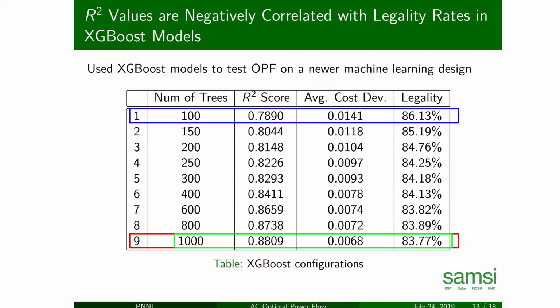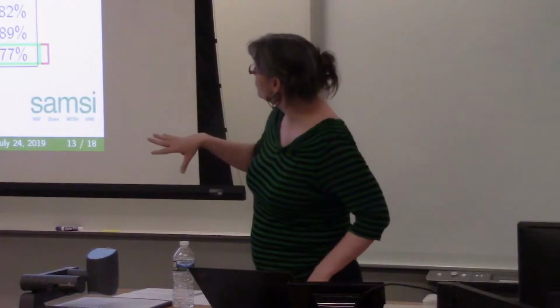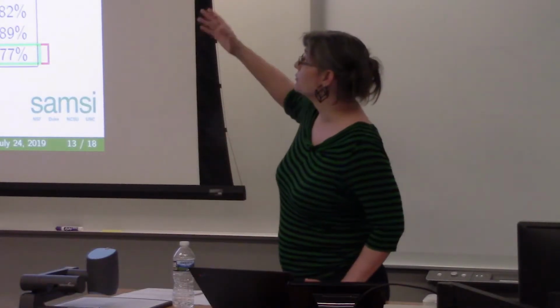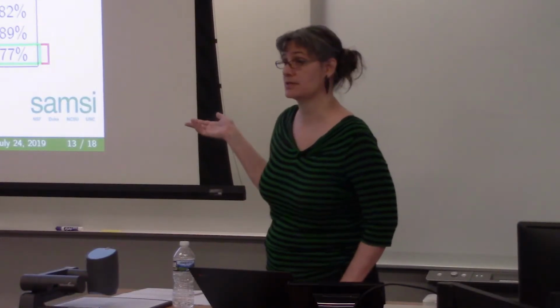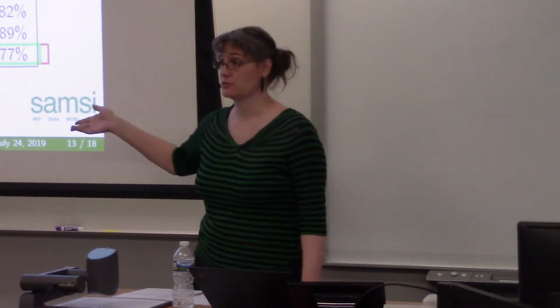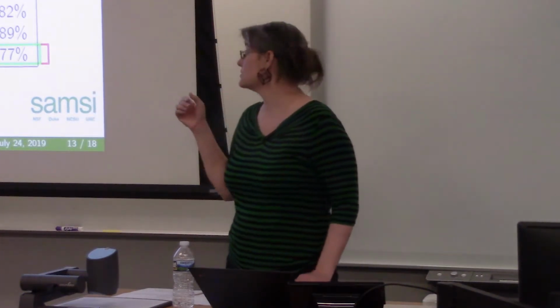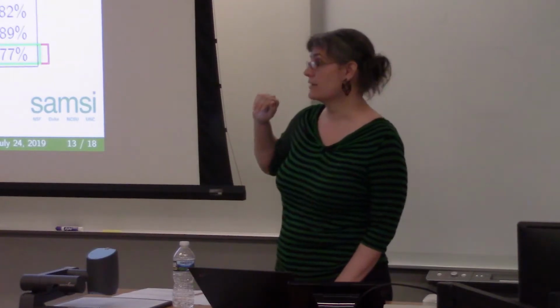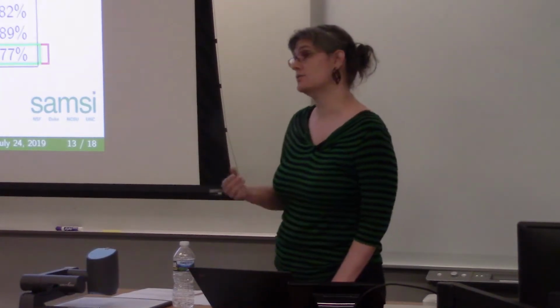We can see that as the number of trees increases, the R-squared score increases, but the legality rate decreases. That's the major difference between this one and the other one. The good thing is that the legality rate really only varies a few percentage points across 1,000 trees. So even though we're losing a little bit of legality, we're not losing enough to really have to worry about.